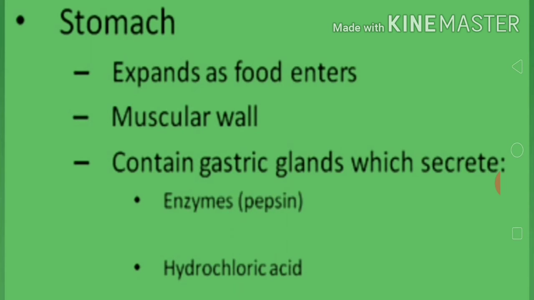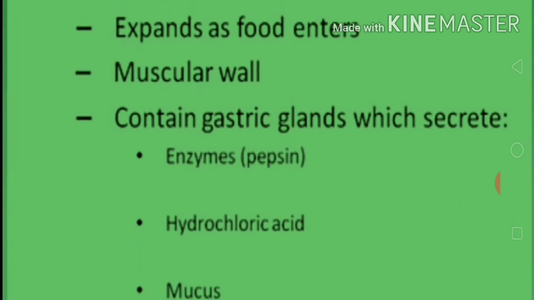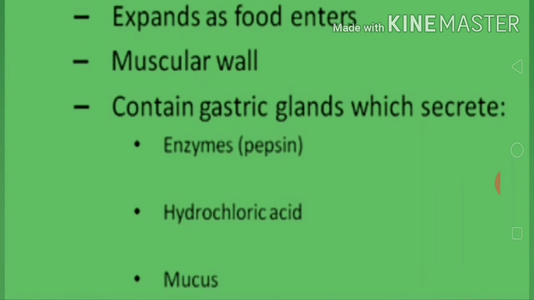Our stomach expands as we eat food because it has a muscular wall and it expands to accommodate the food. Our stomach is a J-shaped bag-like structure made up of muscles. Now, the inner wall of our stomach contains gastric glands which secrete enzyme pepsin, hydrochloric acid and mucus.